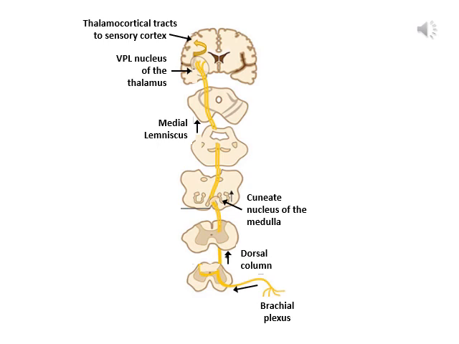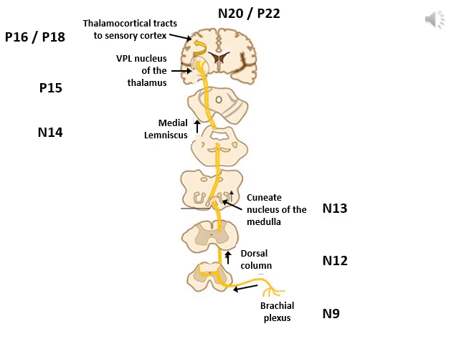Because the pathway crosses at the cuneate nucleus, stimulation of the median nerve results in an SEP on the contralateral cortex. Starting at the bottom again, I will talk about the waveforms generated by the various anatomical structures. For the median nerve SEP, the first waveform is the N9.